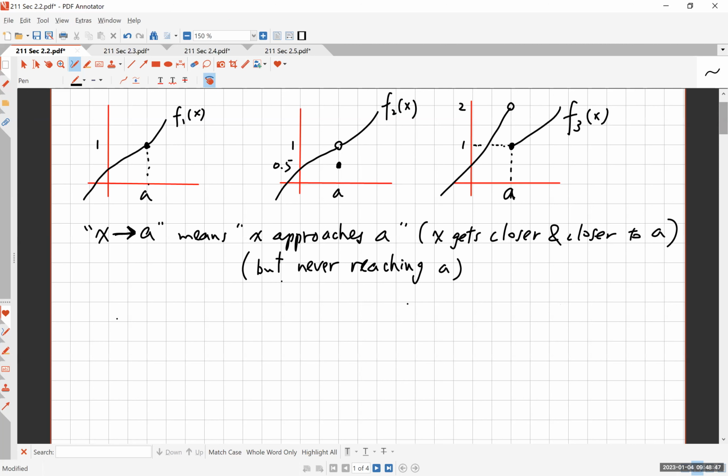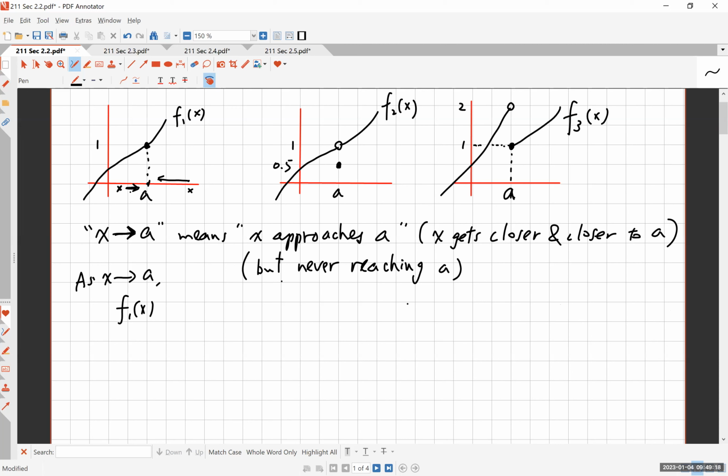All right, so let's see what happens as x approaches a. What happens to f1 of x? A good analogy to think about this is this: a is this location on the x-axis, and you are walking on the x-axis. You may be over here starting to walk toward the left, toward a, getting closer and closer to a without ever touching a.